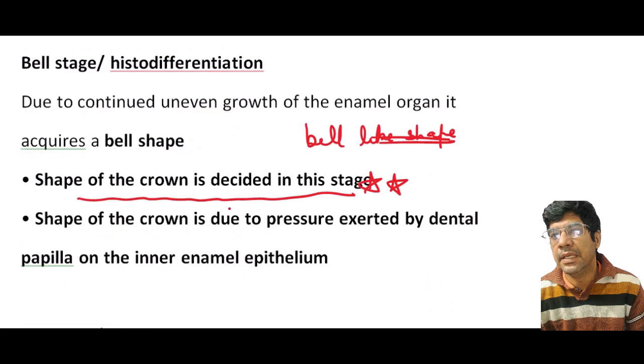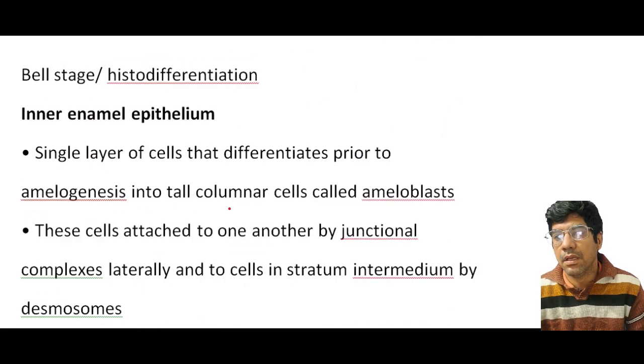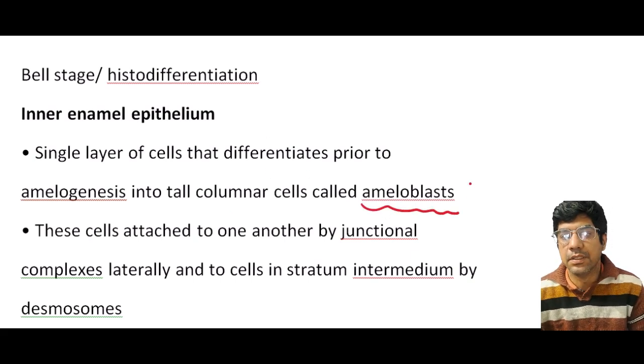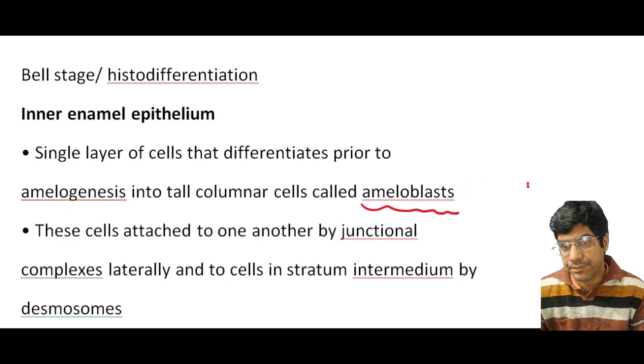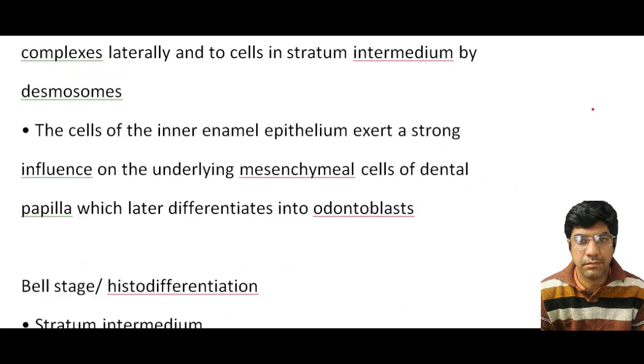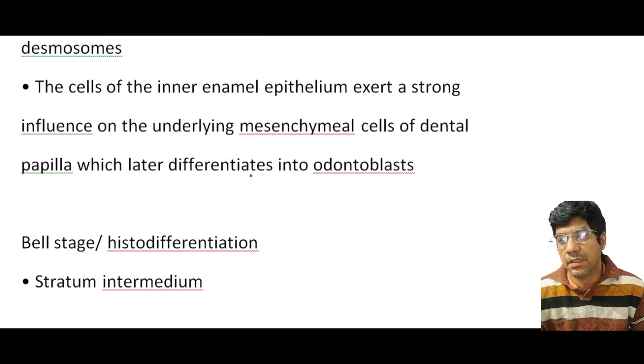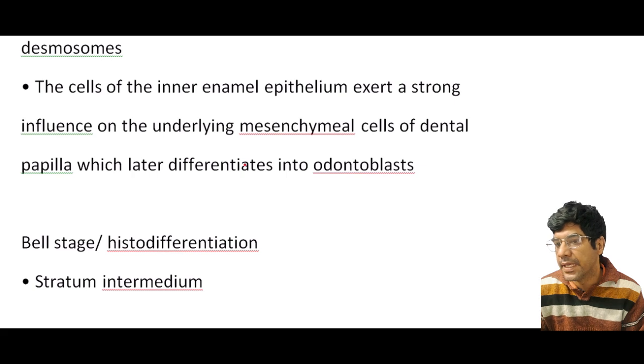The inner enamel epithelium is a single layer of cells that turns into ameloblasts. They are tall, skinny cells attached to each other by lateral junctions, and they are connected to cells in the stratum intermedium through desmosomes. These ameloblasts play a big role in the formation of enamel. So are those ameloblasts the ones that make the tooth enamel? Exactly. They are responsible for making enamel.